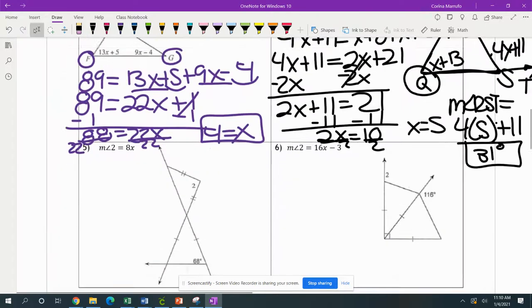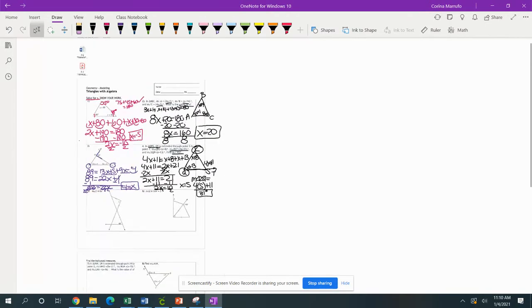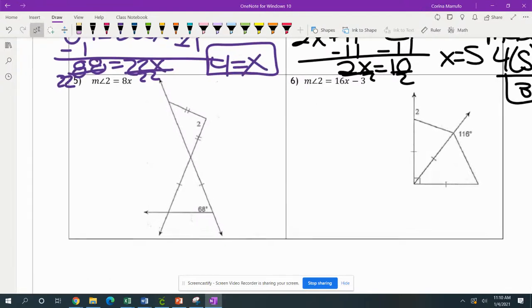All right. The next one is the measure of angle 2 is 8x. So they tell us this is 8x. We are solving for x. So we're going to have to transfer, see what they give us. So they do tell us this angle is 68 and that these two sides are the same. So that means that these two are 68.